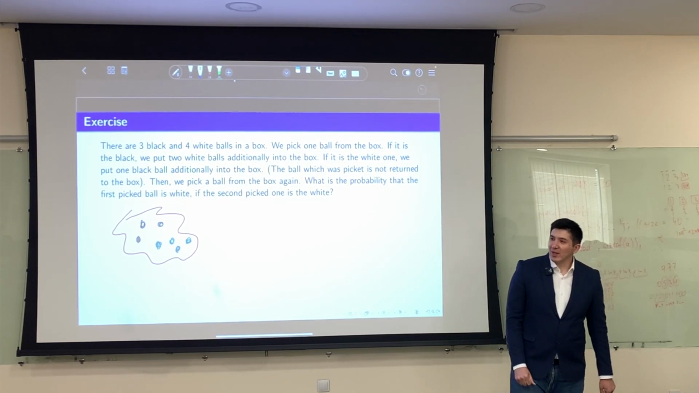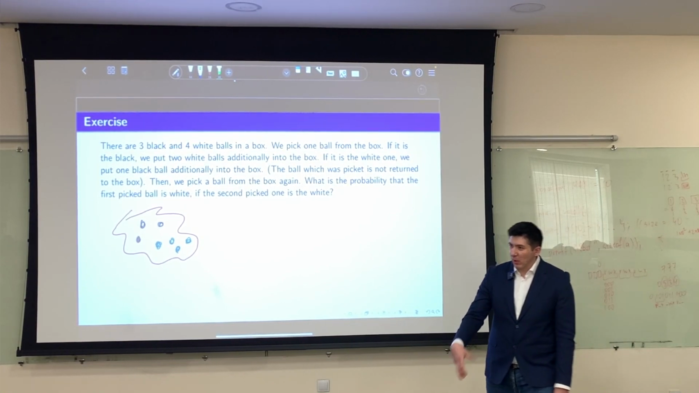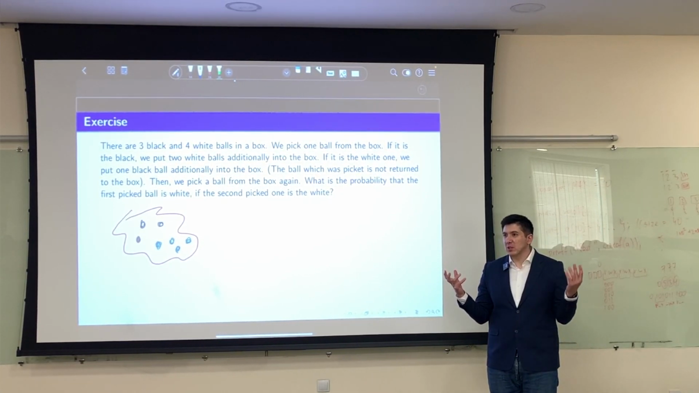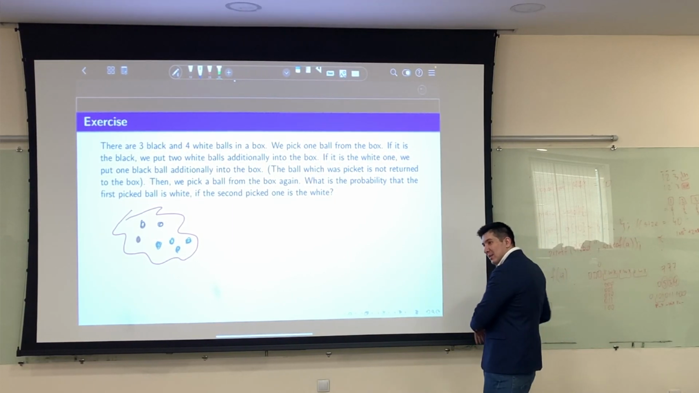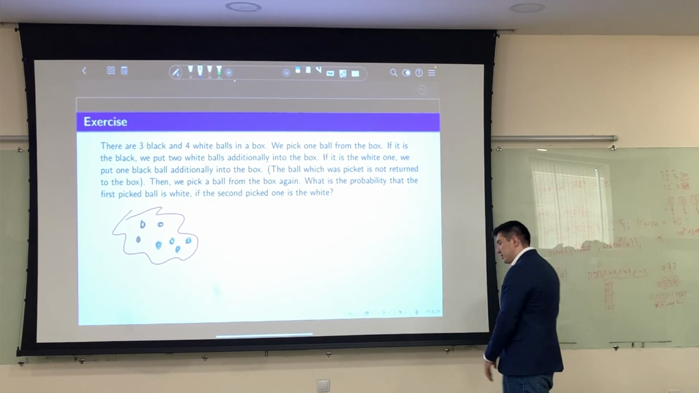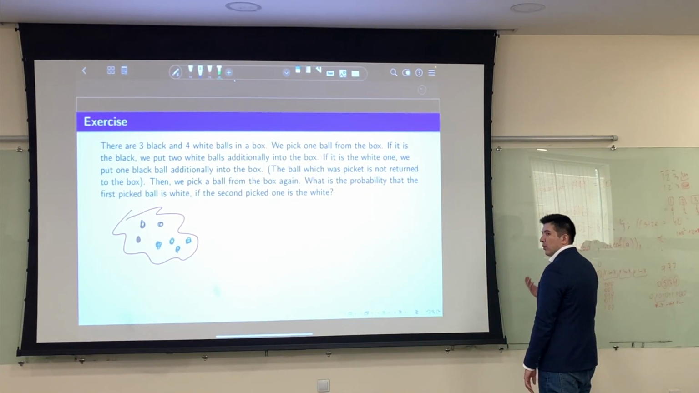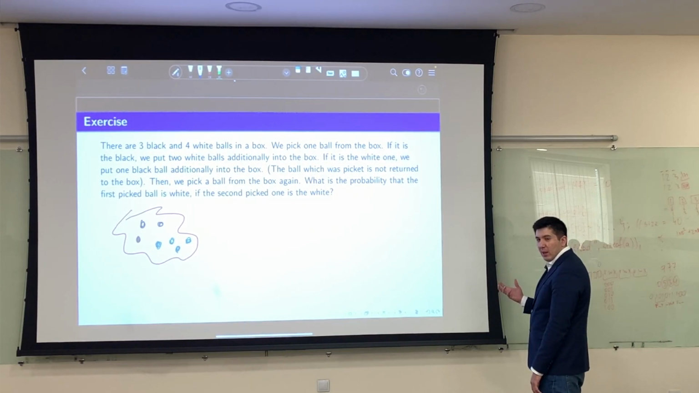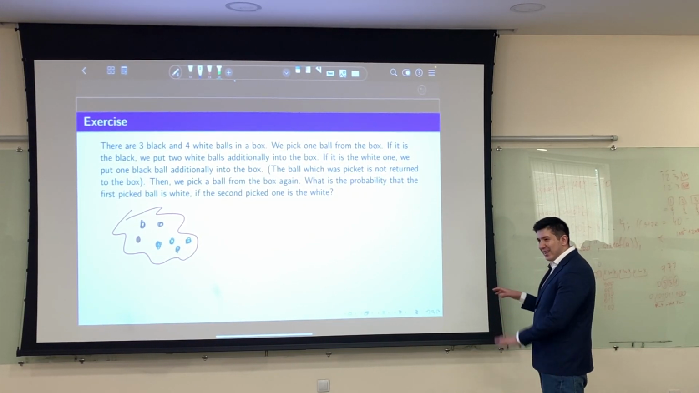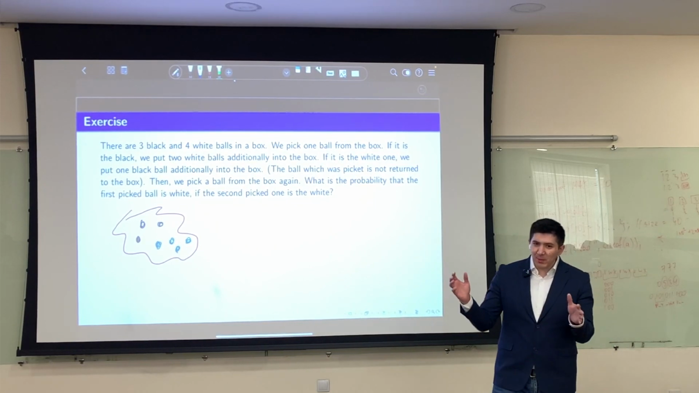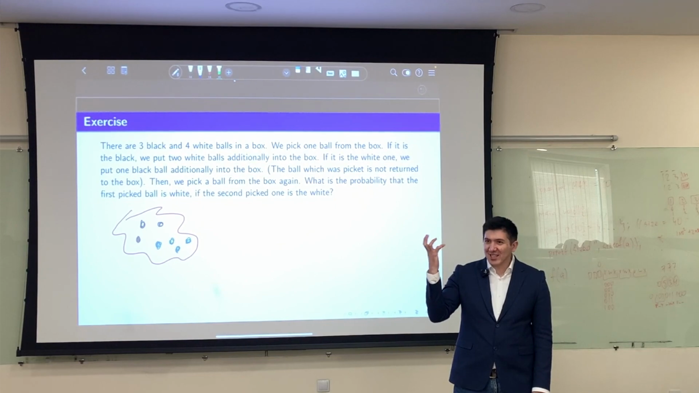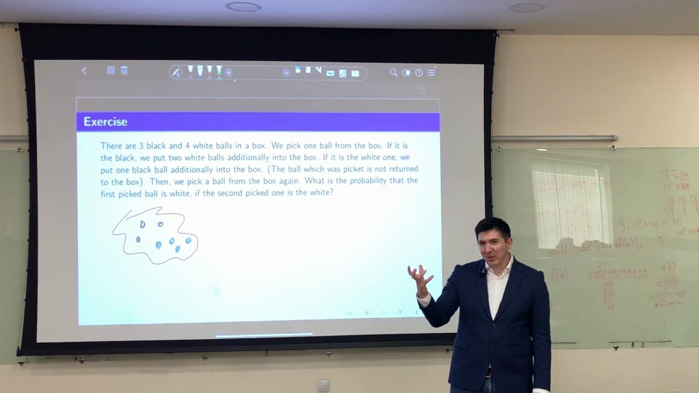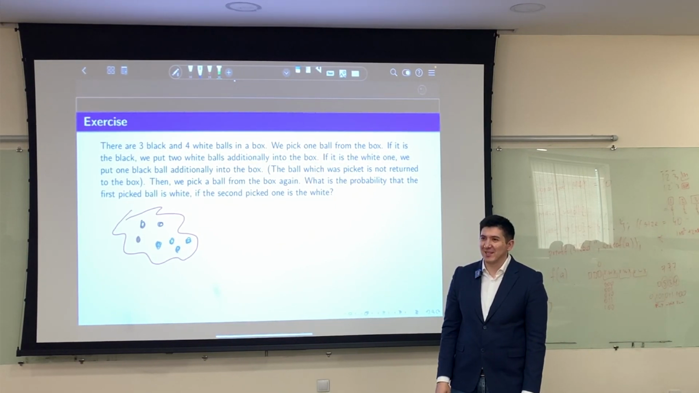Okay, you understand this process? You choose a ball. If this is black, you put 2 white. If this is white, you put 1 black. You did this, okay? I did this, but you don't know what I did. So I choose the ball, and I decide whether it is white or black. Then I did this experiment. Then I put the box here. I choose one of the balls, and you see that this is white. What is the probability that the first one is white?